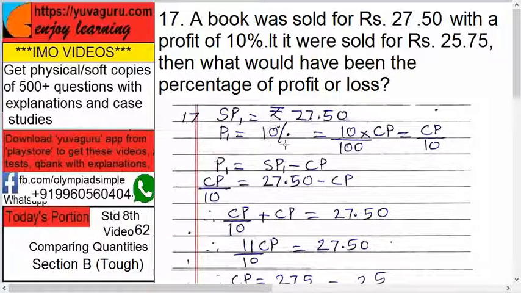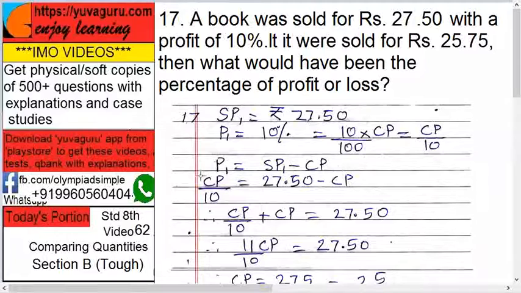Now 10% of what? Profit is always on cost price. So 10% of CP. Now of means multiply and percent means 100. So 10 upon 100 into CP. That is the actual profit. Right? So 10 upon 100 it becomes CP upon 10. That is the profit now.